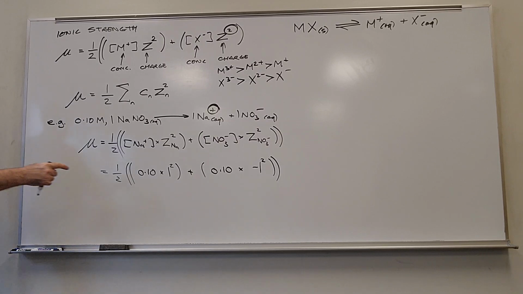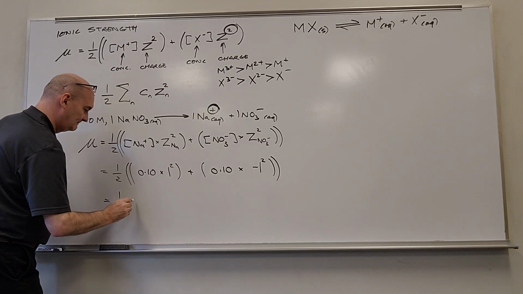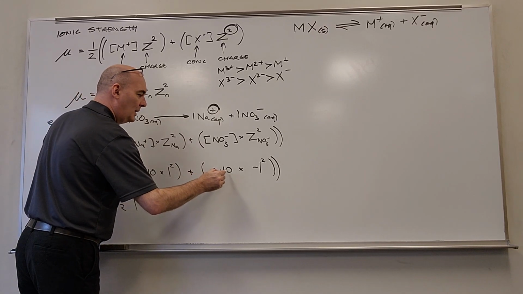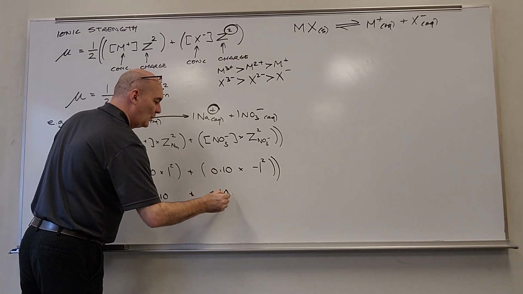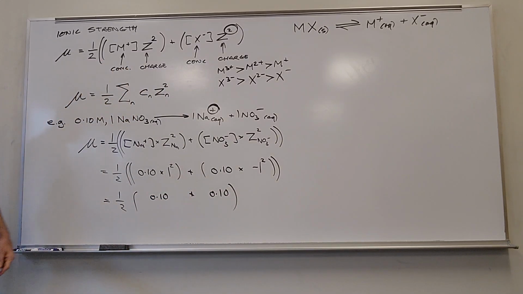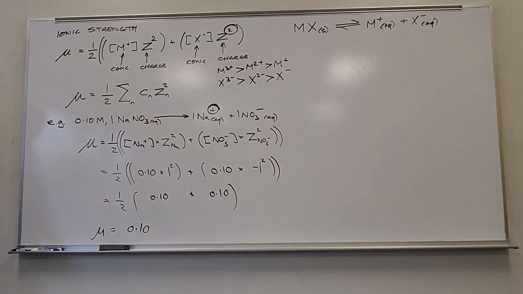All right. 0.1 times 1 is 0.1, plus 0.1 times 1 is 0.1. Add those two together, and you get 0.2, and then take half of that, and you get 0.1. That is the ionic strength for this salt, just 0.1. What's the unit? Is there a unit? Well, technically, that's still in molarity. We haven't done anything to it, but we just leave it be. It's dimensionless.